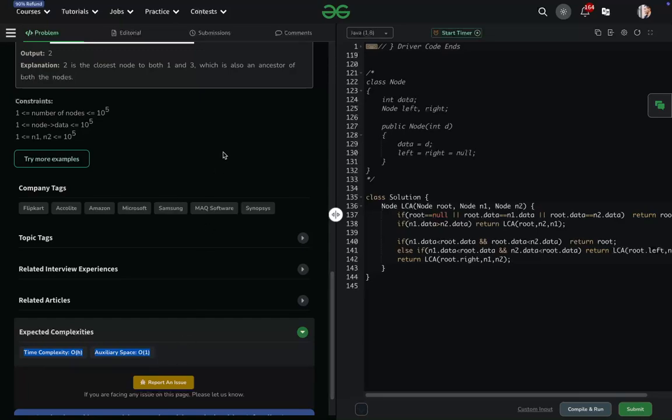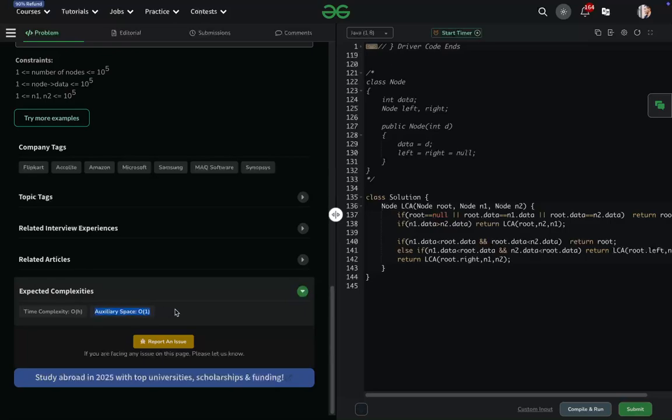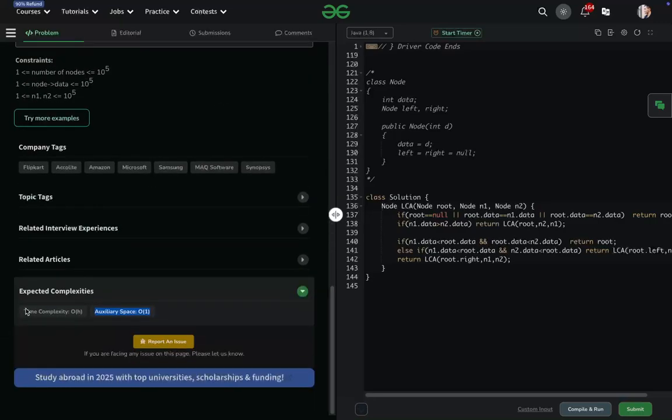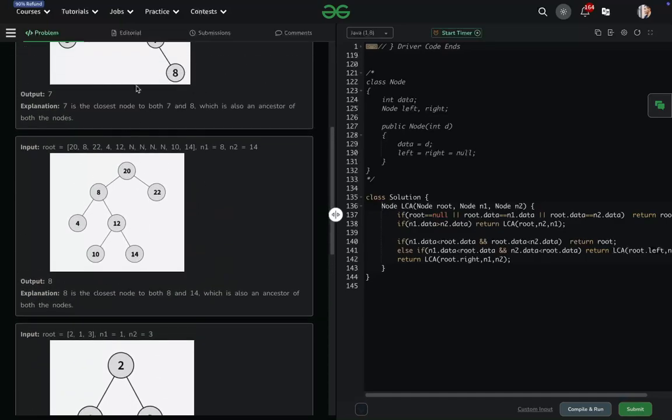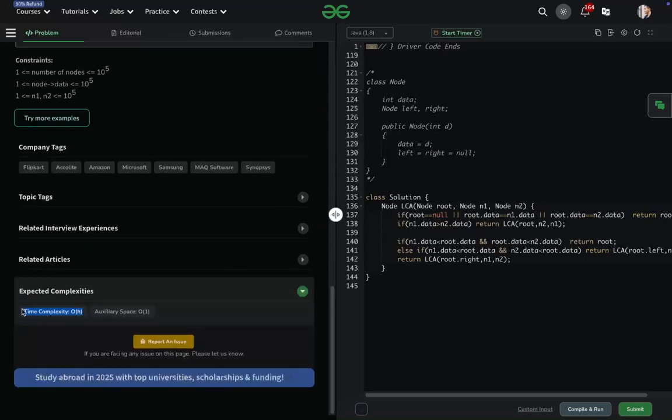Yes, right. I was wrong about the time and space complexity. Space is order of h only, because we are traversing and the recursive stack will store the items, and time is order of h, because we are going only one side, not visiting each and every node. We are visiting one side, one path only. So that's why the time complexity is order of h, and space complexity is order of h, unless they are not including the recursive stack.